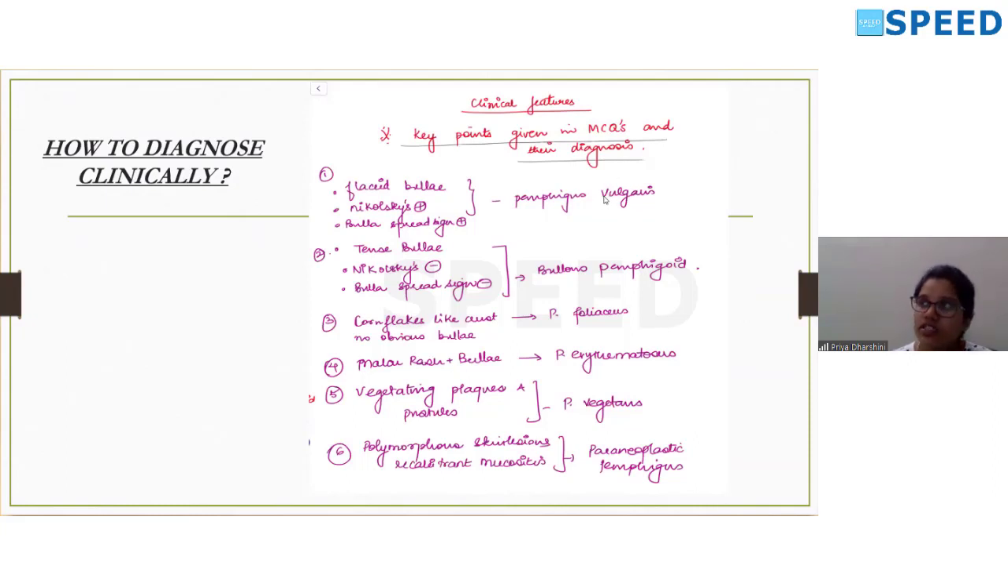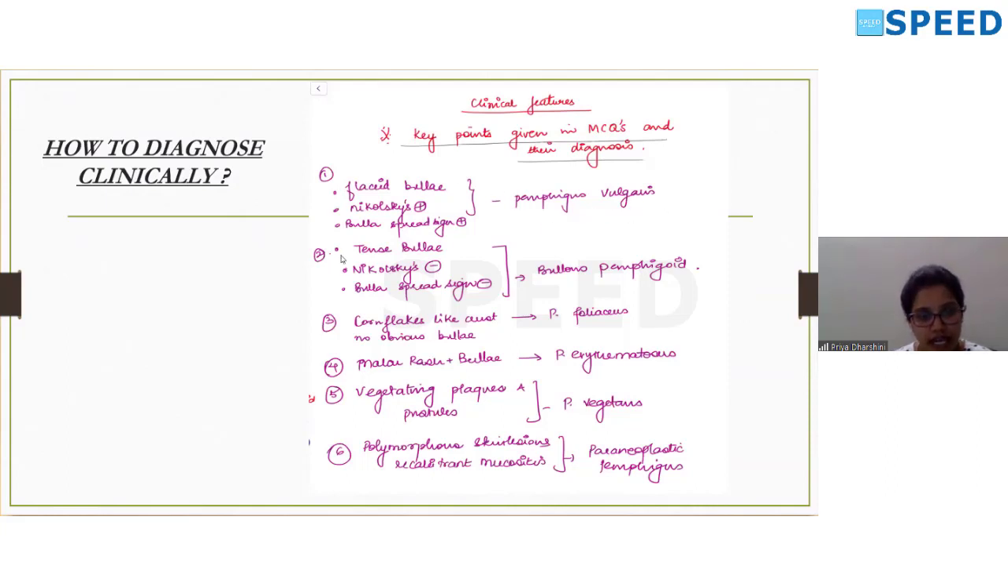Not only pemphigus vulgaris but also its variants, which include pemphigus foliaceus, pemphigus vegetans, and pemphigus erythematosus, all those things. So flaccid bullae will occur in intraepidermal bullous disorder, mainly pemphigus vulgaris and its variants. This you should remember. And in such a condition, Nikolsky sign will be positive and bulla spread sign will also be positive. So this is the first clinical pointer, and the diagnosis is this.